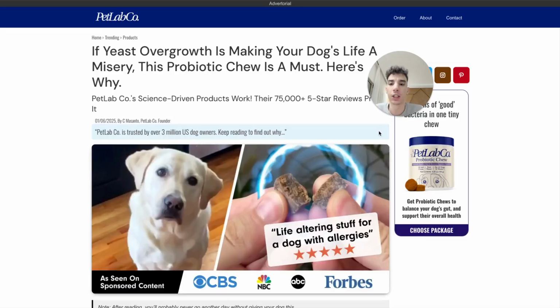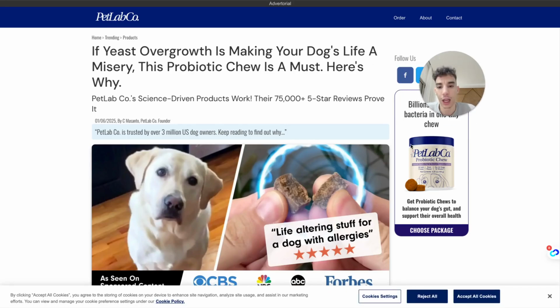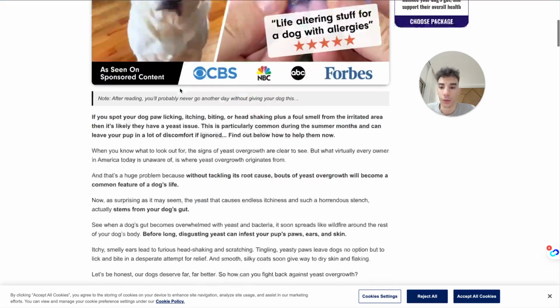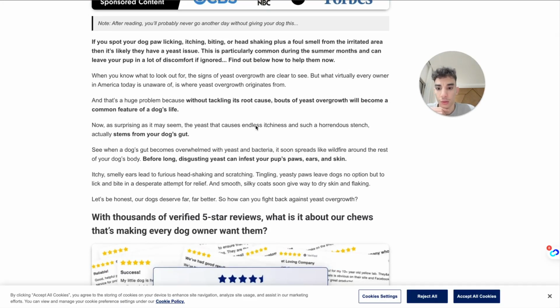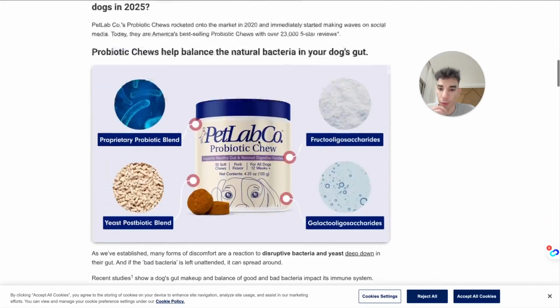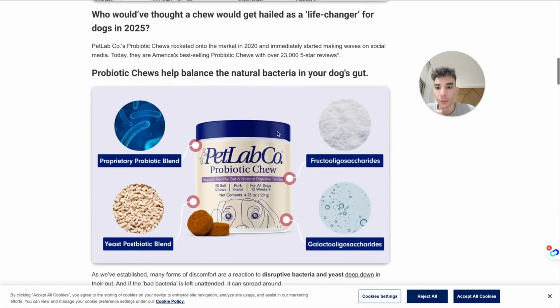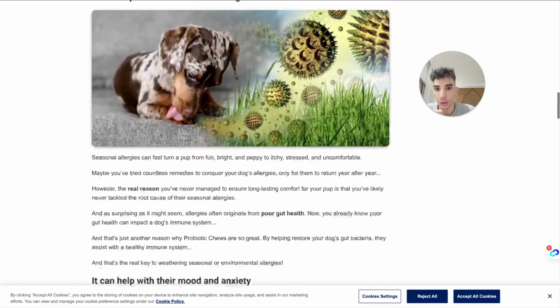So let's go to the landing page, the pre-sale page, like an advertorial. "If yeast overgrowth is making your dog's life a misery, this probiotic is a must." Here's why. If you spot the signs in your dog, you know what you're looking for. They focus on social proof, talking about how it can help with their seasonal problems.